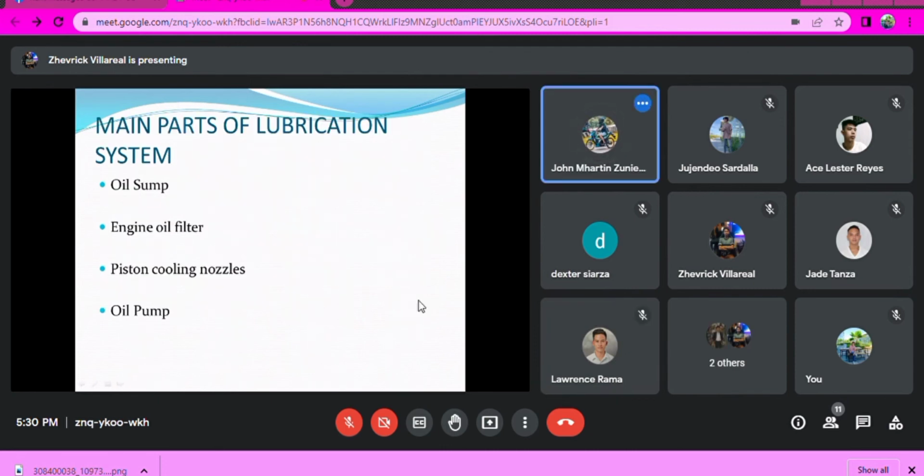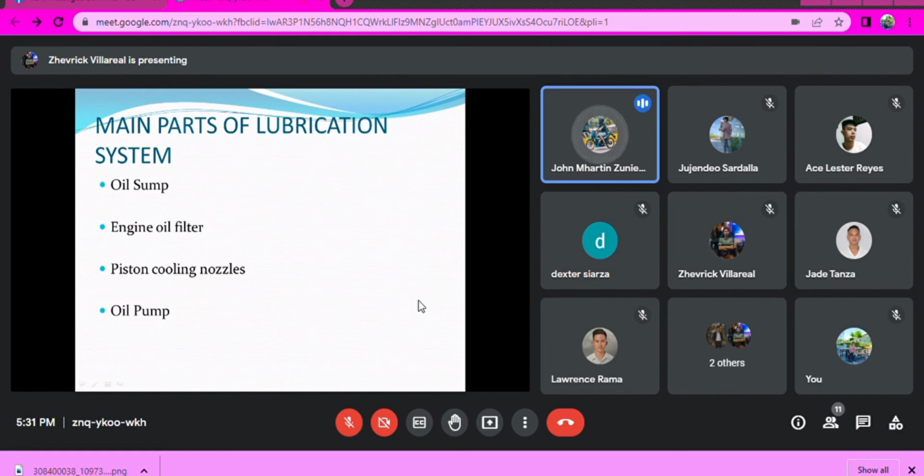So, the main parts of lubrication. The first is the oil sump. The oil sump contains the engine oil required for lubrication. The oil is extracted from it by an oil pump and conveyed into the engine block's oil ducts via the oil filter. The oil then flows back into the oil sump from the lubrication points.